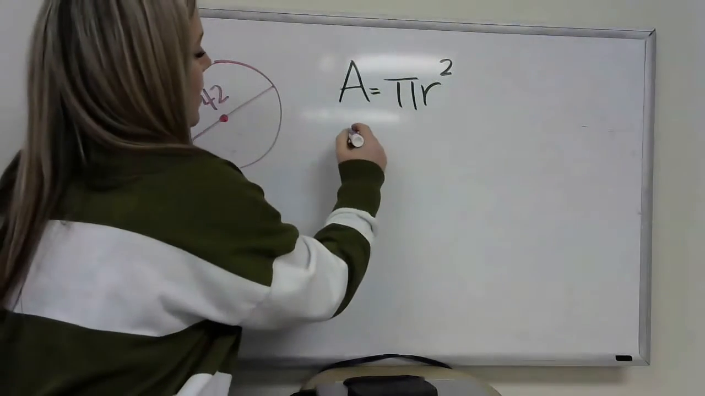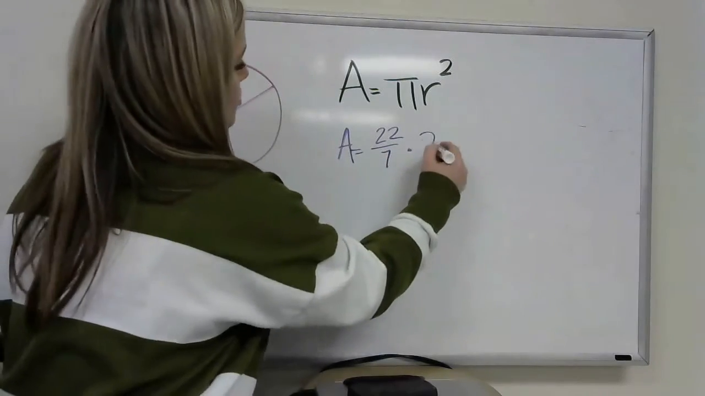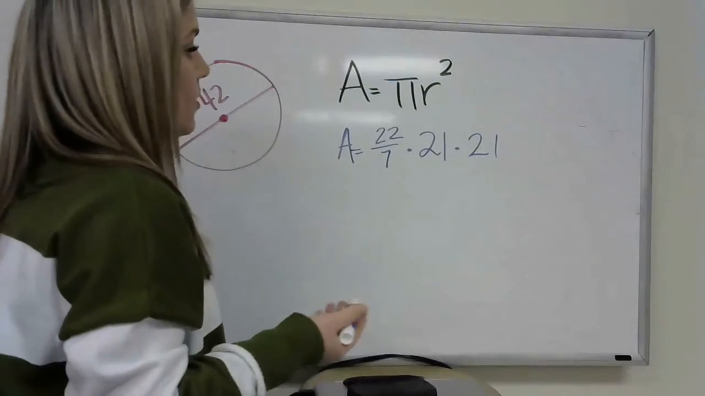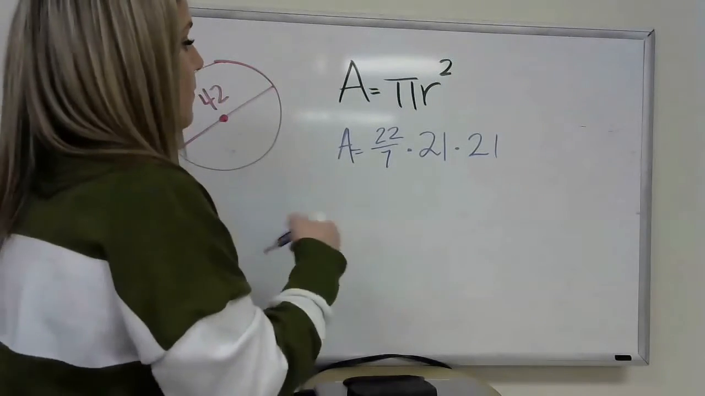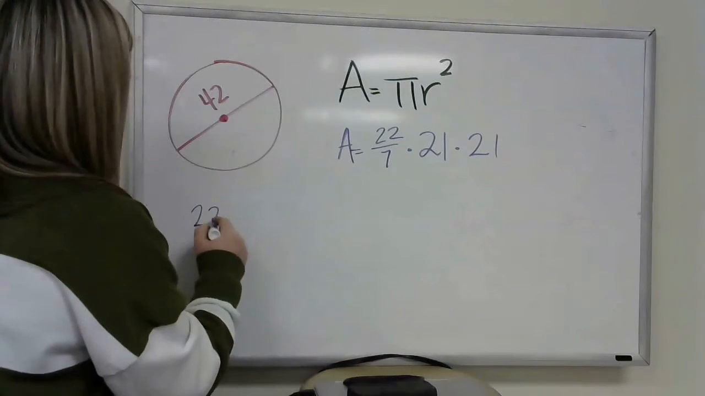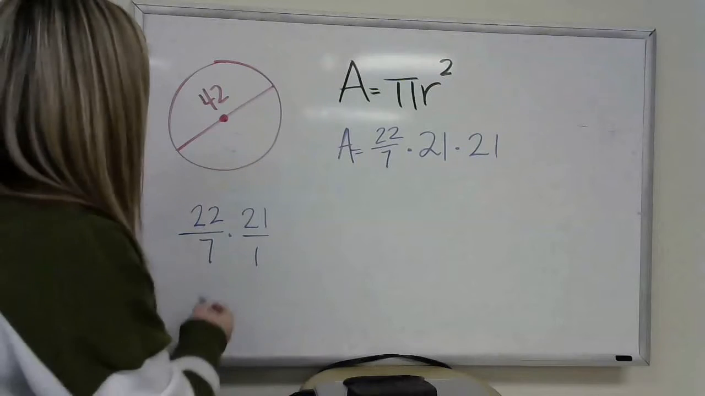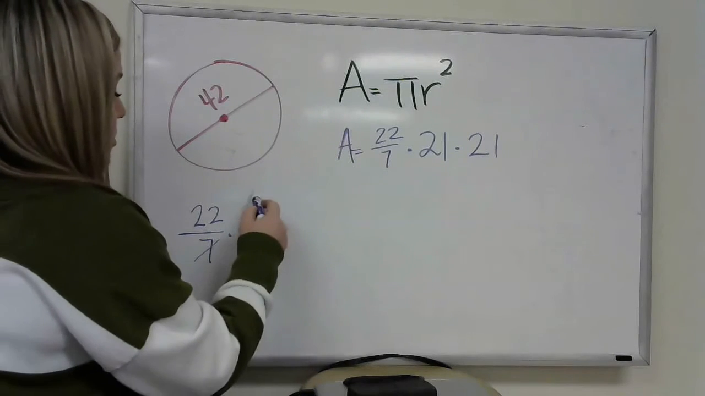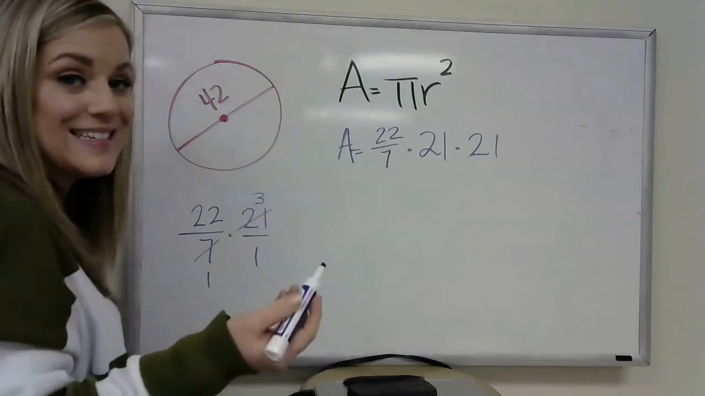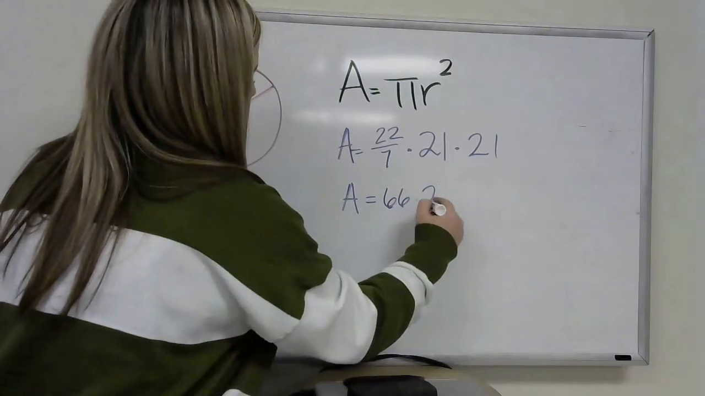All right, so area equals 22/7 times 21, and I could just do times 21 again if I wanted to. Or you could just do 21 times 21 over here. But I'm going to do it like this in this case. So we've got 22/7 times 21/1, basically, right? And I'm going to cross reduce, and I know that 7 will go into 21 3 times, and it will go in there 1 time, and 3 times 22 is 66, right? So area equals 66 times 21.